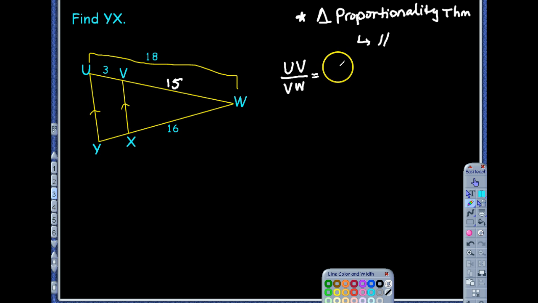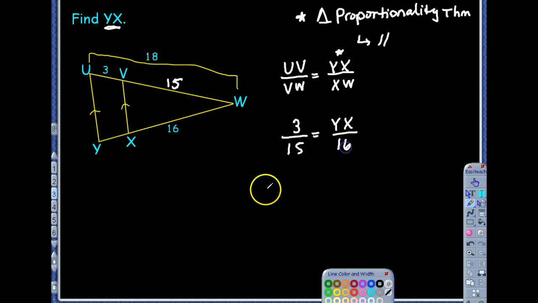That ratio should equal the other piece, YX over XW. This is based on the proportionality theorem, even before we know all the measurements. Notice YX is this piece right here that we don't know. So this is going to be a helpful proportion as long as we know the other things. UV is 3. VW we found just now is 15. YX, I'm just going to leave it YX. You can name it just X for a variable, but make sure we're careful: is that really what you're finding?